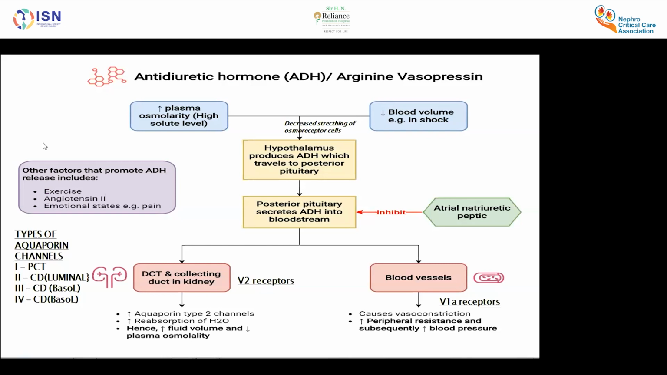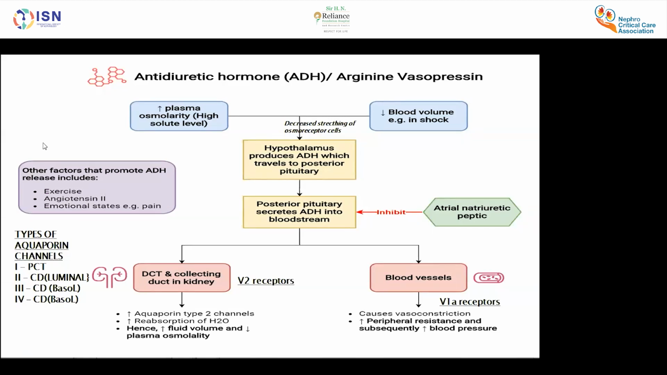Whenever the body has a deficit in water, or has hypotension because of intravascular volume contraction, the hypothalamus produces ADH because of the stretch of the osmoreceptors present in the hypothalamus, which gives a signal to the posterior pituitary to release ADH. This ADH acts on two receptors. These are V2 receptors and V1A receptors.